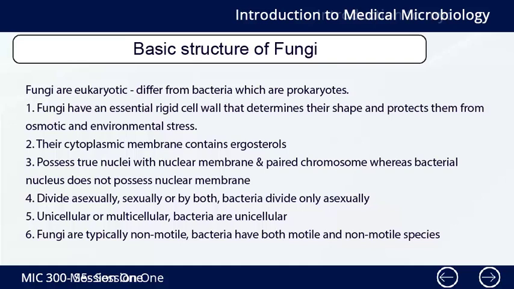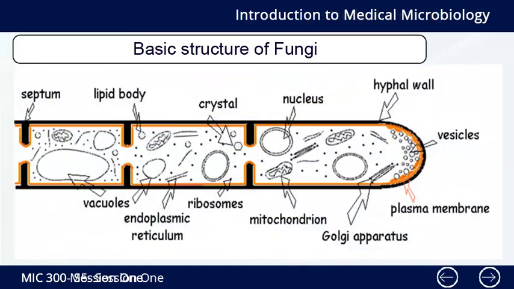Number 6, fungi are typically non-motile, while bacteria have both motile and non-motile species. The figure below shows a comparison of eukaryotic cell, plant, fungi, and animal with prokaryotic. Also, the diagram of a basic structure of fungi.